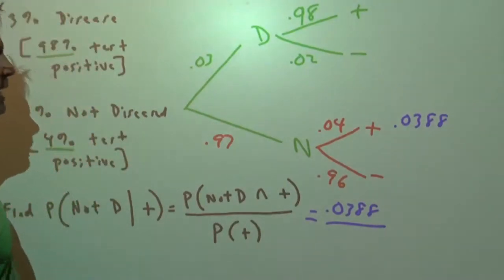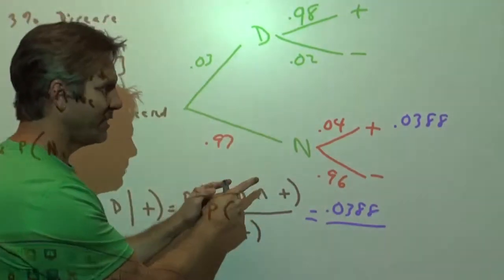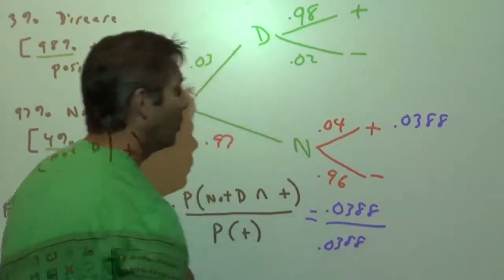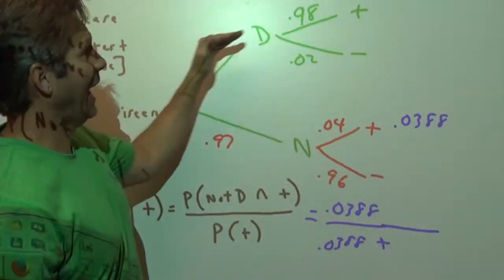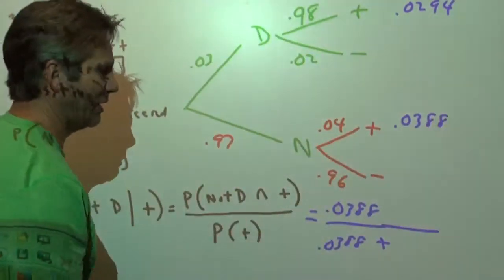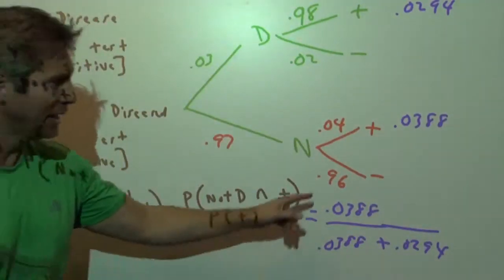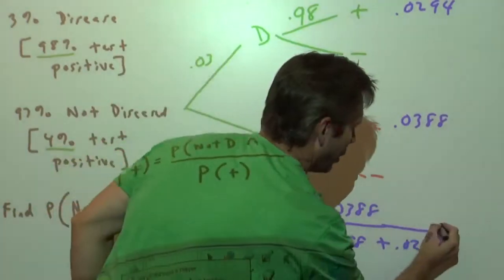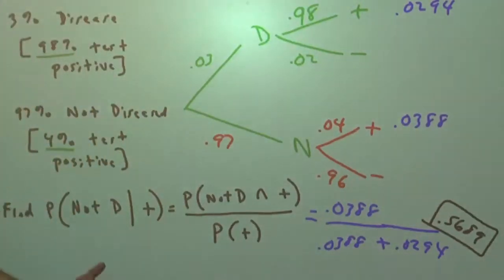Rephrase using and or. How will they test positive? They can test positive by not having the disease and testing positive. That was the 0.0388. Or means addition, they could have the disease and test positive. If we multiply those together, we get 0.0294. So there is our result. There's our conditional probability. This puppy divided by this puppy gives us, as our final answer, 0.5689. That's roughly 57%.